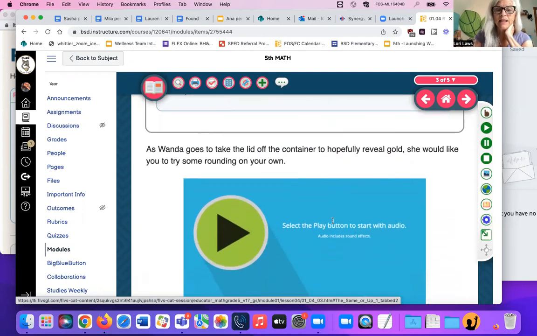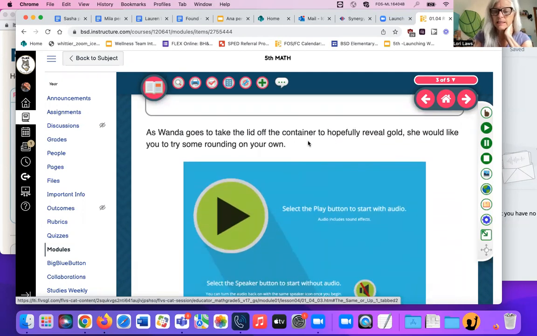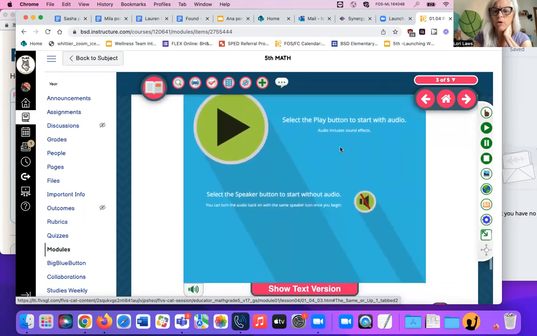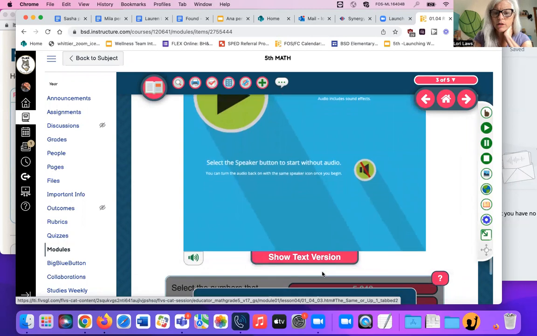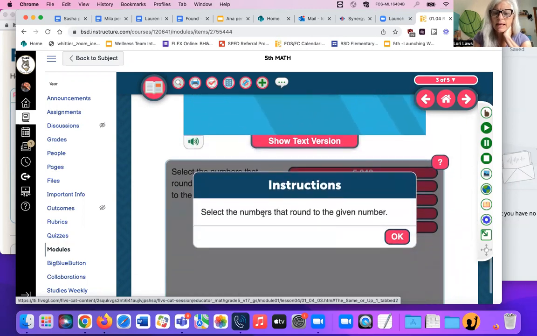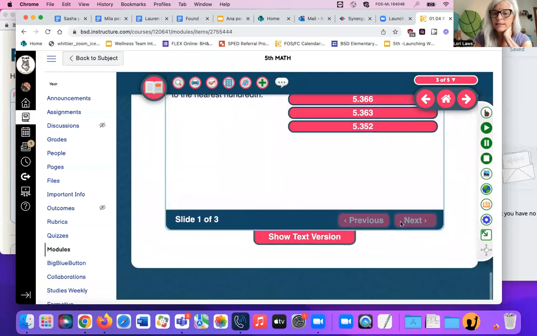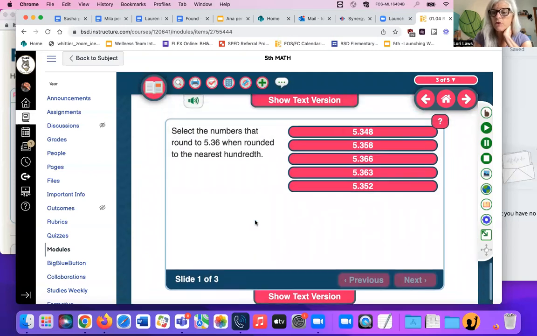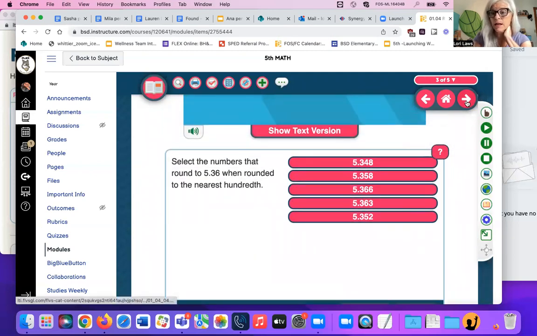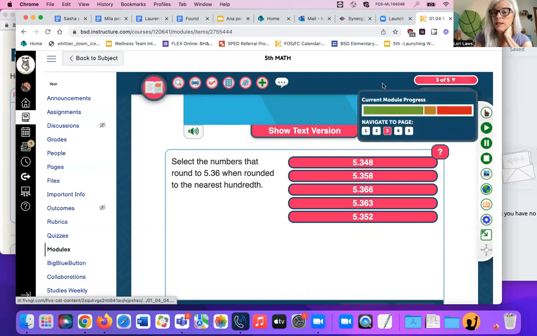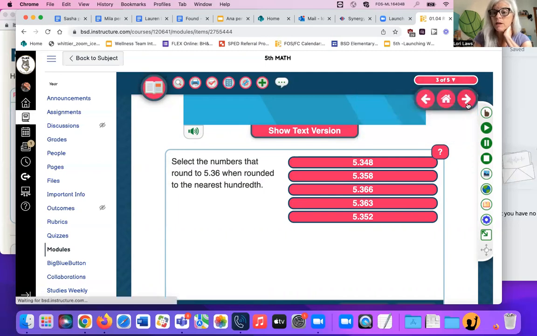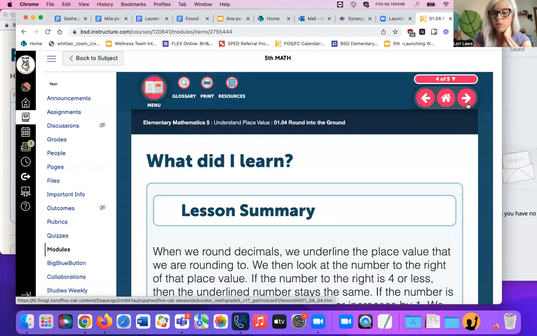Okay. As Wanda goes to take the lid off the container to hopefully reveal her gold, she'd like you to try some rounding on your own. So here's a lesson where you're going to do some rounding and select the numbers that round to the given number. So here's a little bit of a practice quiz in here that you're going to do. And it's got 3 slides. So I'm going to have you go back and do that after this lesson on page 3. Remember, you can click here and go straight to page 3 later on. And we're going to go on to the next page right now as a group.